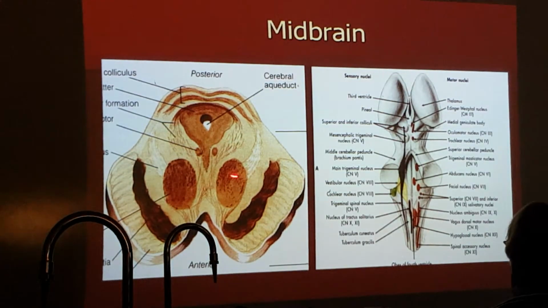So what are we slicing through here? Mickey Mouse. Midbrain, because it looks like Mickey Mouse. Cerebral peduncles, this is Mickey's eyebrows, is where we make dopamine, the substantia nigra, and the cerebral aqueduct. Backside of the brainstem, corpora quadrigemina.